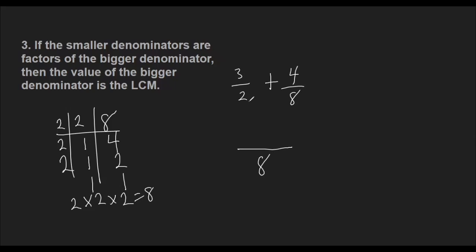Alright, so let's simplify this fraction. We have 8 divided by 2 is 4. So we multiply that by the numerator, and that's 12, plus 8 divided by 8 is 1, times the numerator, that's 4. 1 times 4 is 4. So we have 16 over 8. Alright, and 16 divided by 8 is going to give us 2. So we are done simplifying this fraction. So now we know when to apply this condition. We apply it when the smaller denominators are factors of the bigger denominator.